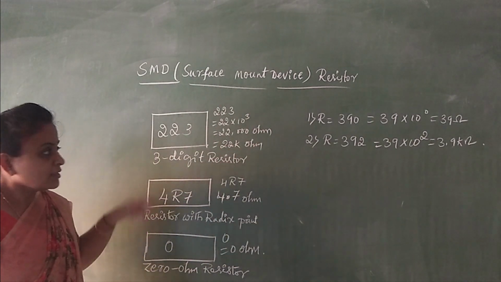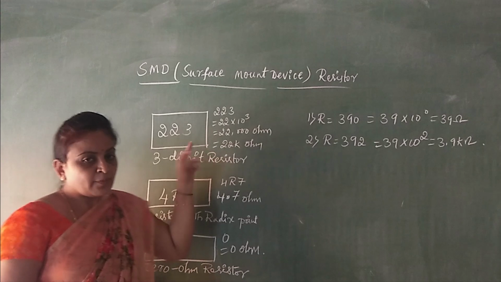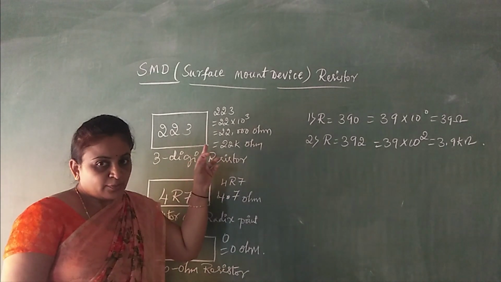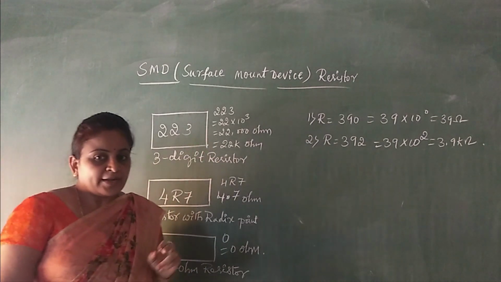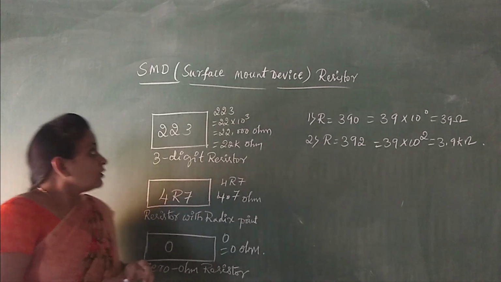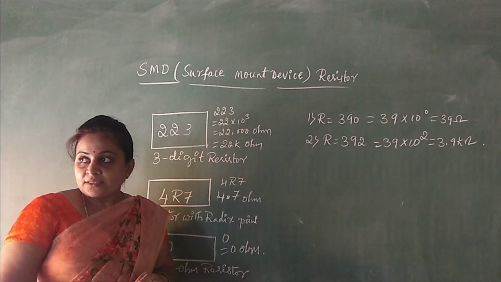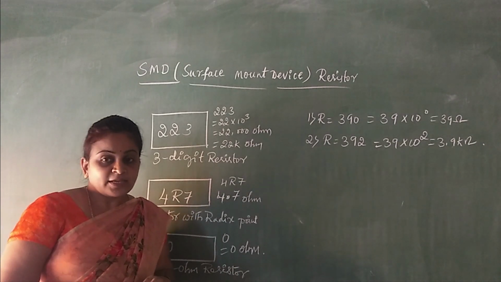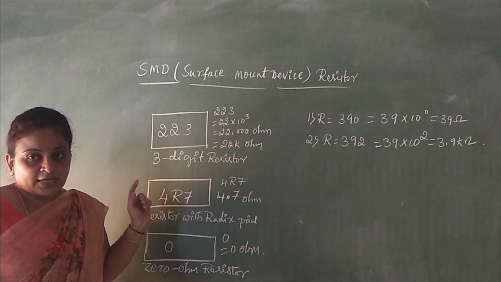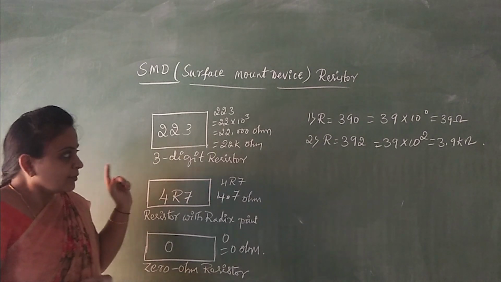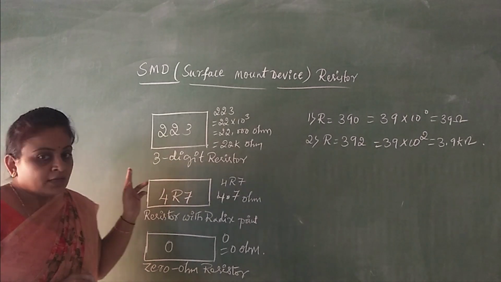This is a small rectangular resistor. It is made by depositing metal oxide on a ceramic body. On the ceramic body we deposit the metal oxide to obtain the value of the surface mount device. So this metal oxide's thickness, width and length determine the value of the surface mount device resistor. Here it is represented in 3-digit and 4-digit representation.